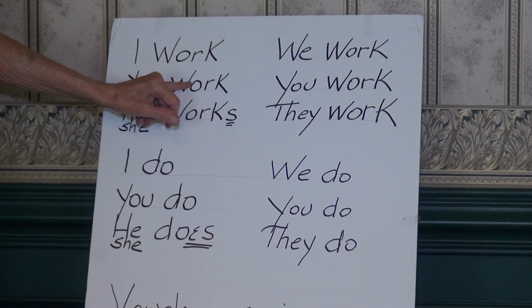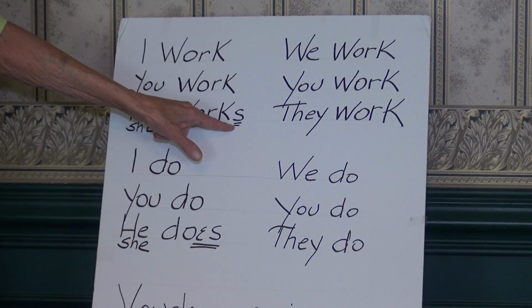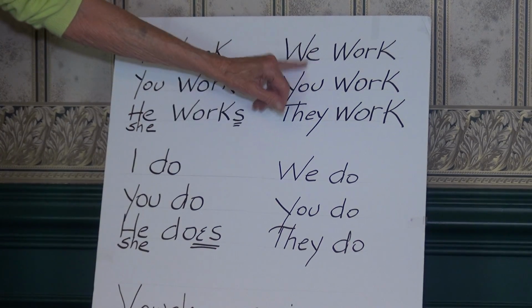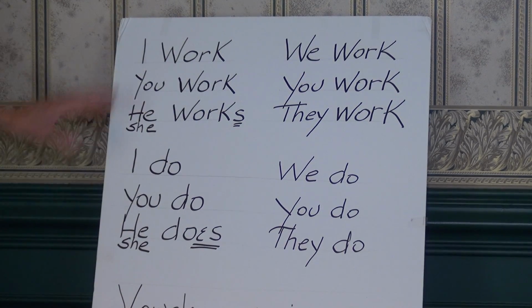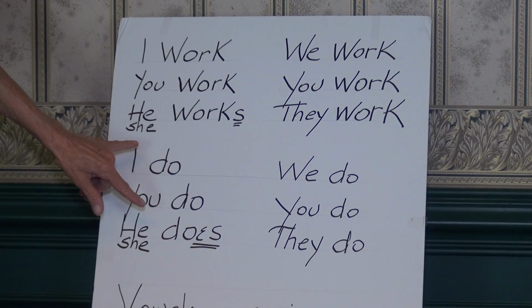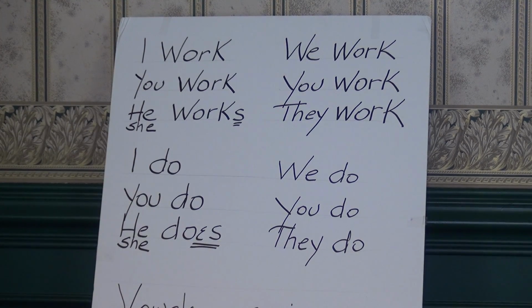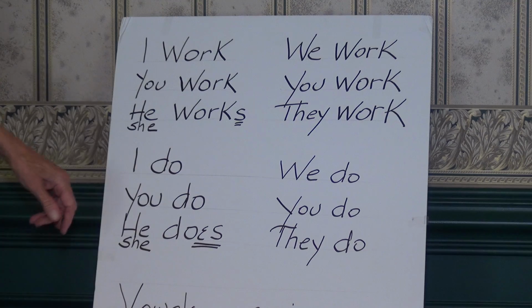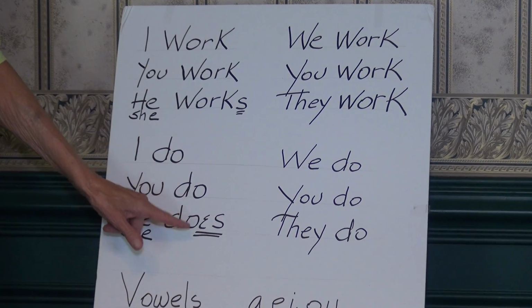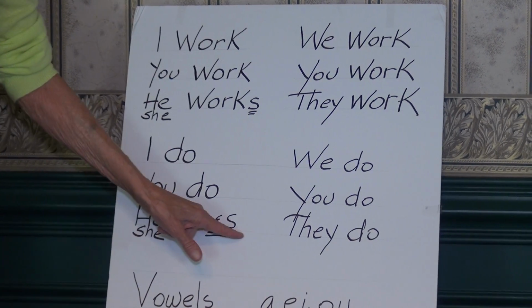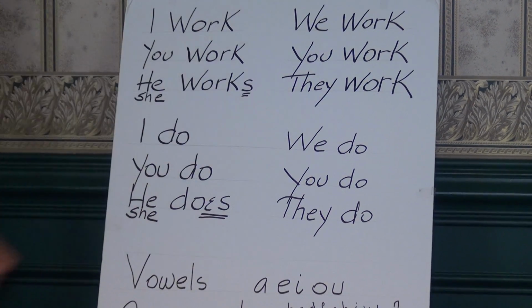I work, you work stays the same. He or she works. We need the S. We work, you work, they work. That's a regular verb. This is an irregular verb. Present tense. Still a change in the third person singular. I do, you do. He does, yes. We do, you do, they do.